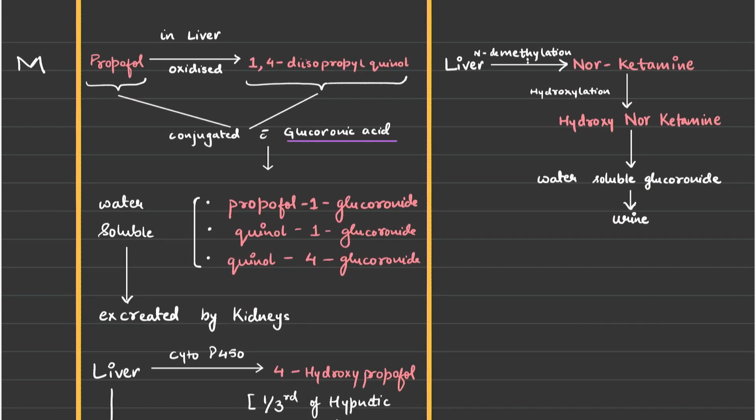Talking about metabolism, propofol in the liver is oxidized to 1,4-diisopropyl quinol. Then propofol and 1,4-diisopropyl quinol are both conjugated with glucuronic acid, and these things are formed which are water soluble. So these are propofol 1-glucuronide, quinol 1-glucuronide and quinol 4-glucuronide. All these are water soluble and excreted by the kidneys.